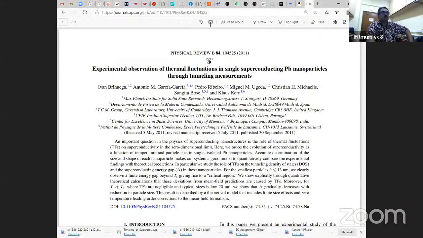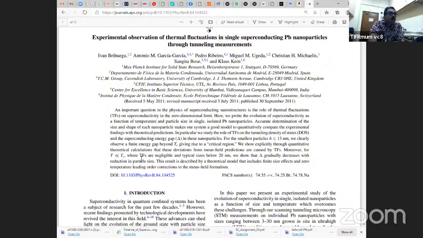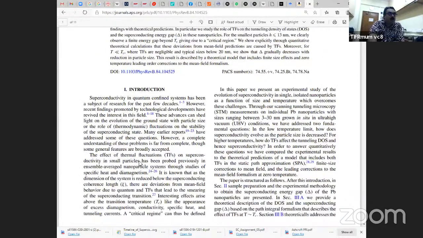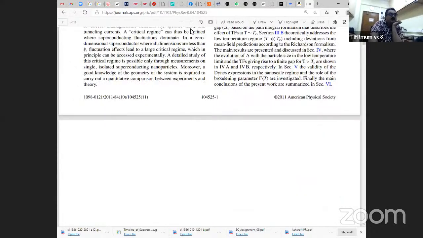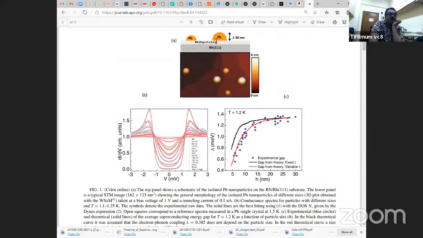All right, I will share my screen again. Okay, so this is the paper, and here I can show you a lot more. These are individual lead nanoparticles that are made in the method that I described.